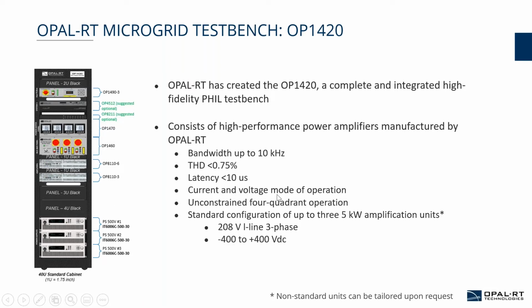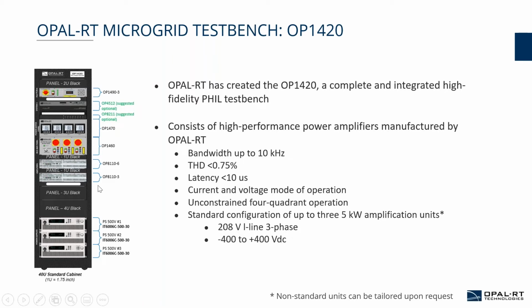The system can operate both in current and voltage mode operation, and this is important because depending on the equipment that you would want to emulate, if it's a grid, you would want to do voltage mode operation, or if it's a PV inverter system or a wind turbine system, you might need to do current mode emulation, and both these modes of emulation are possible. We have unconstrained 4-quadrant operation, which essentially means that if you procure a 5 kilowatt power amplification unit in the form of an OP-1420 test bench, you would be able to do 5 kilowatt of sourcing and 5 kilowatt of sinking, which is unconstrained 4-quadrant operation.